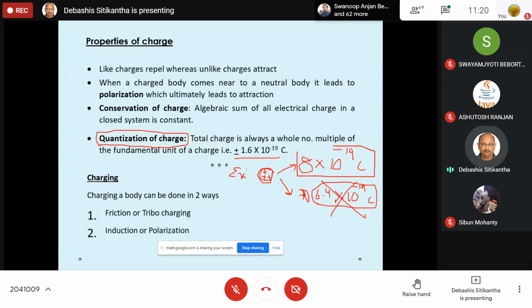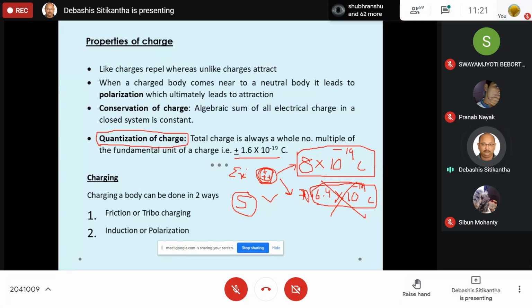Now the question is why, how I came to know that this is the correct one. So very simple. As I told you, the fundamental unit is this, and 8 into 10 to the minus 19 divided by this one is going to give you 5. That means 5 is a whole number. So this positively charged body is containing 8 into 10 to the minus 19 coulomb, which is 5 times 1.6 into 10 to the minus 19 coulomb. So obviously 5 is a whole number, so over here it is correct.